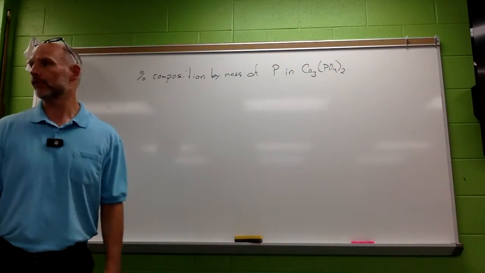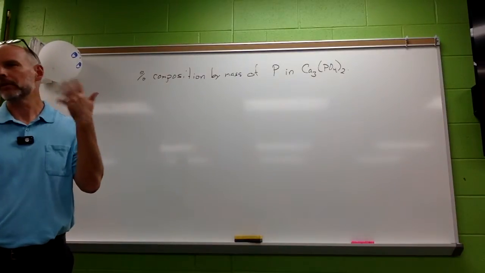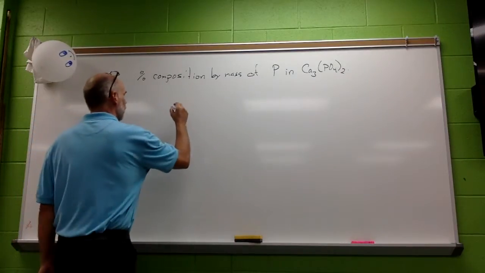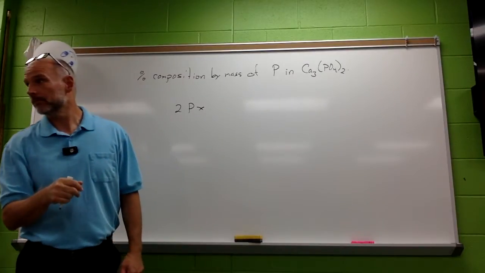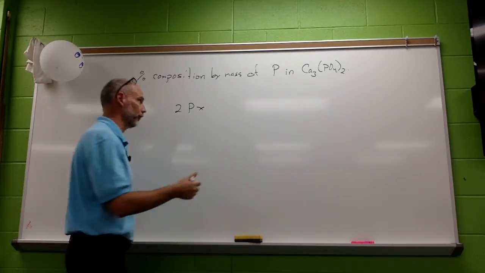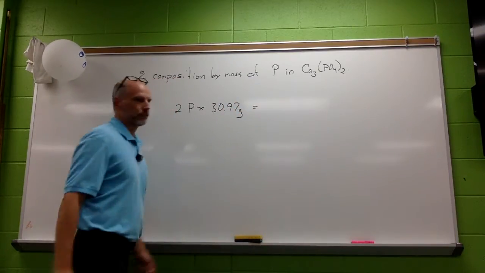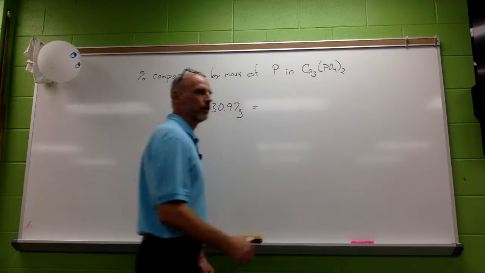So we need to find the mass of just the phosphorus. How are we going to find out the mass of just the phosphorus? We're probably going to use something off of the periodic table, but what else do we need to know? How many phosphorus atoms are there? 2. So we go 2 phosphorus. Does anyone happen to know it off the top of their head? Then you'll probably need a periodic table in front of you. Turns out it's 30.97. So what is that? 61.94.